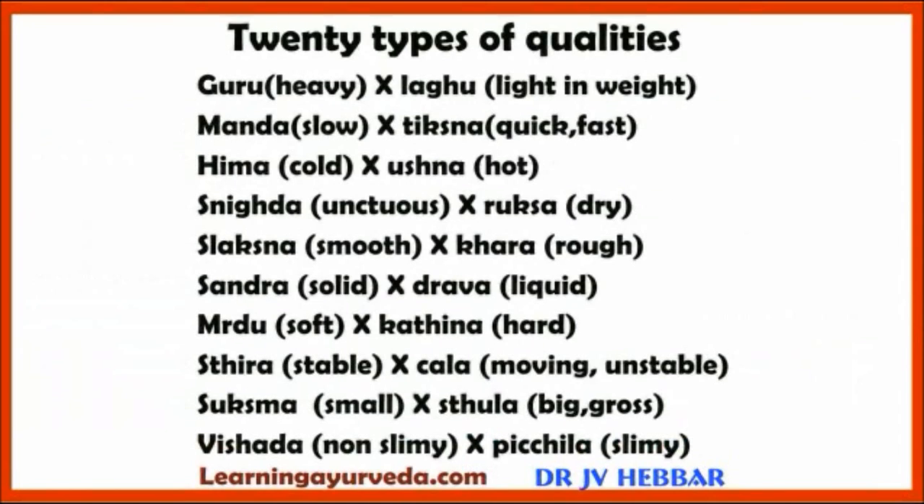Next, 20 types of qualities. Heavy and light, slow and quick, cold and hot, unctuous and dry, smooth and rough, solid and liquid, soft and hard, stable and unstable or moving, small or big, non-slimy and slimy. These are the 20 qualities explained as per Ayurveda.